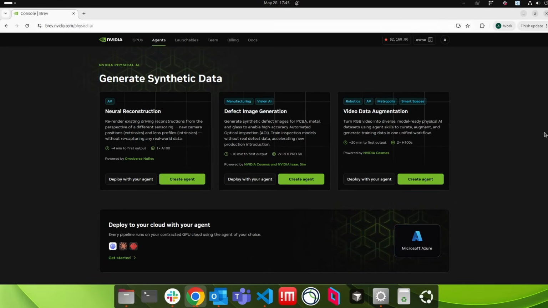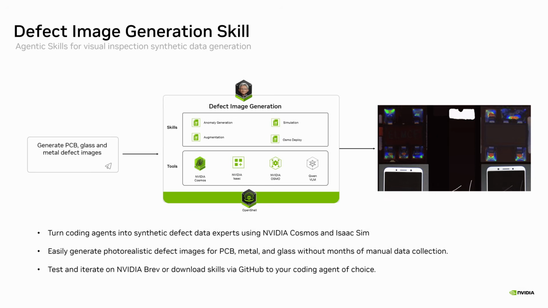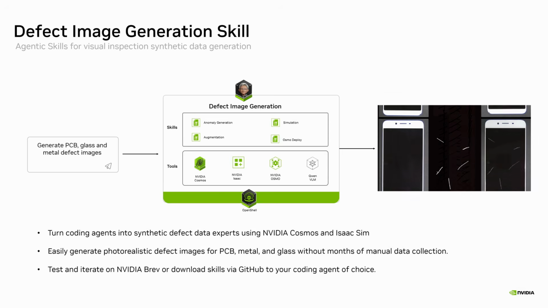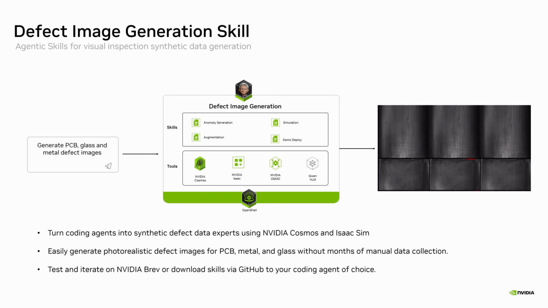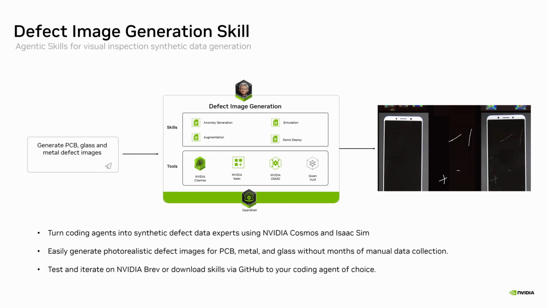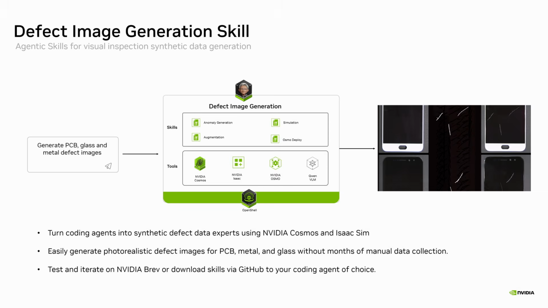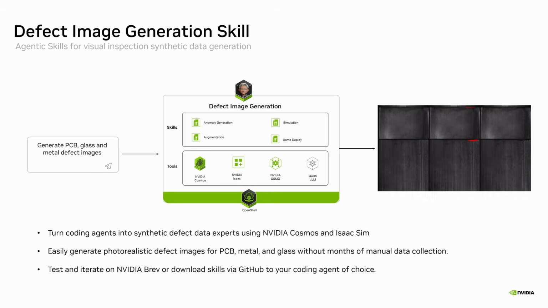Today I'll be doing a quick walkthrough of how to set up and use the Defect Image Generation Skill. AI detection models are the backbone for many visual inspection pipelines used in almost every industry. It's critical that these systems can detect a wide range of anomalies with high accuracy, but this requires high-quality label data to work. Collecting and labeling this data, especially for rare edge cases, is incredibly time-intensive, and if not done correctly, can lead to downstream model failures.